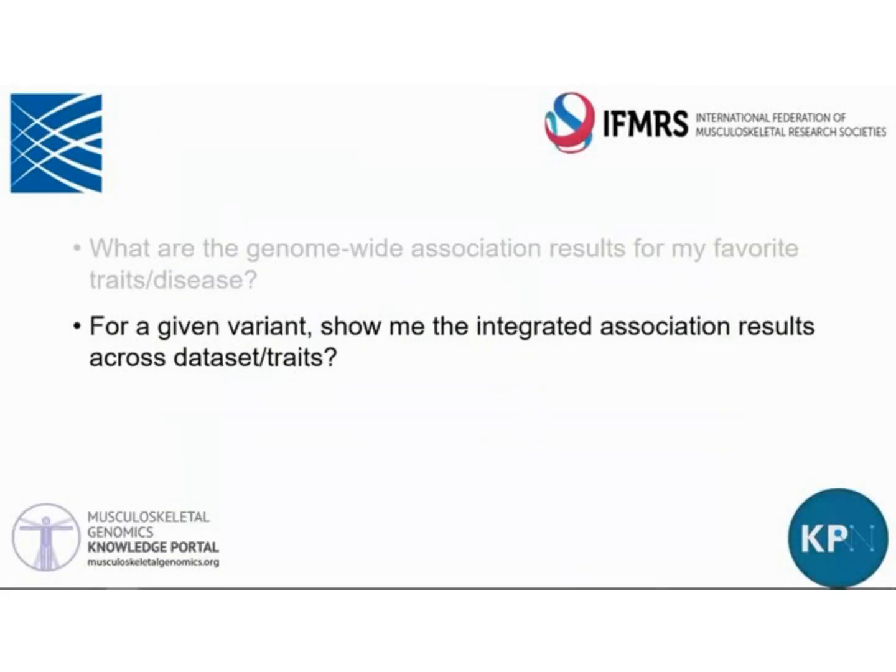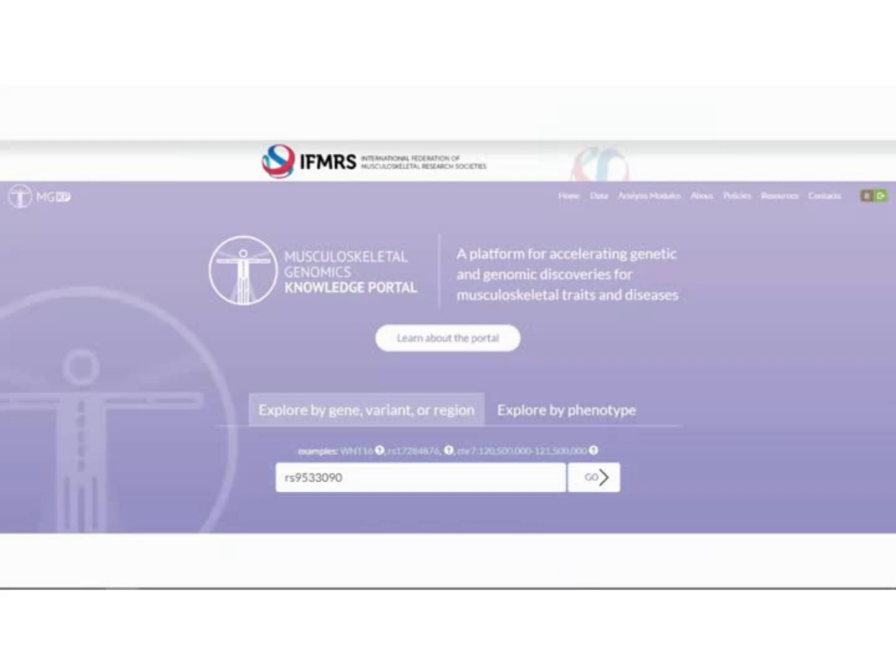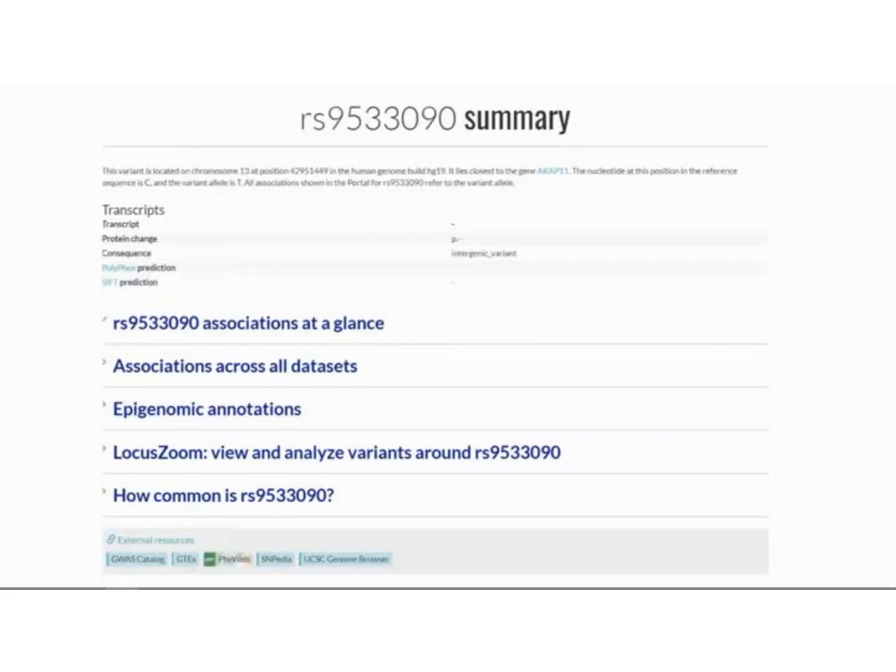The second way is you can search by a variant. So if you know a variant, you can type that into the search engine. You'll get a summary of what's known about that variant. So you can see a number of options here.